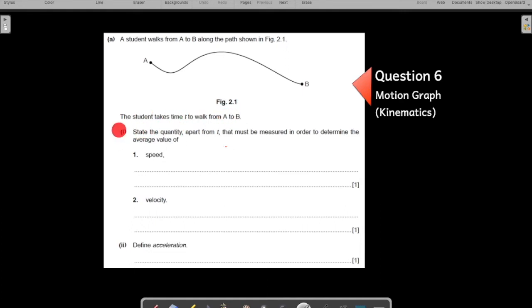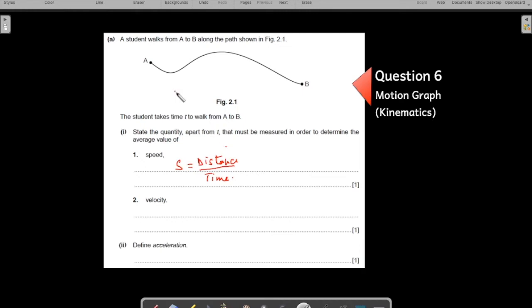State the quantity. Now the first part says, state the quantity apart from t that must be measured in order to determine the average value of the speed. So if you have to calculate the speed, and the second part says to calculate the velocity. So what is the formula for the speed? The formula for the speed is distance over time. So you already know that the time is not something that they are talking you to comment about. They are talking you to comment only about distance.